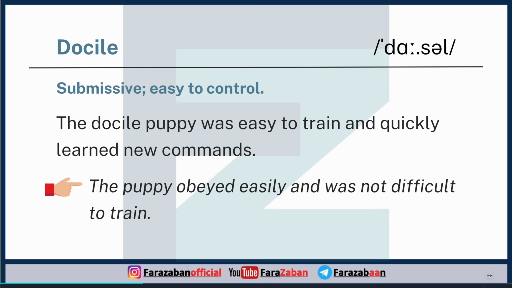Docile. Submissive or easy to control. The docile puppy was easy to train and quickly learned new commands. The puppy obeyed easily and was not difficult to train.